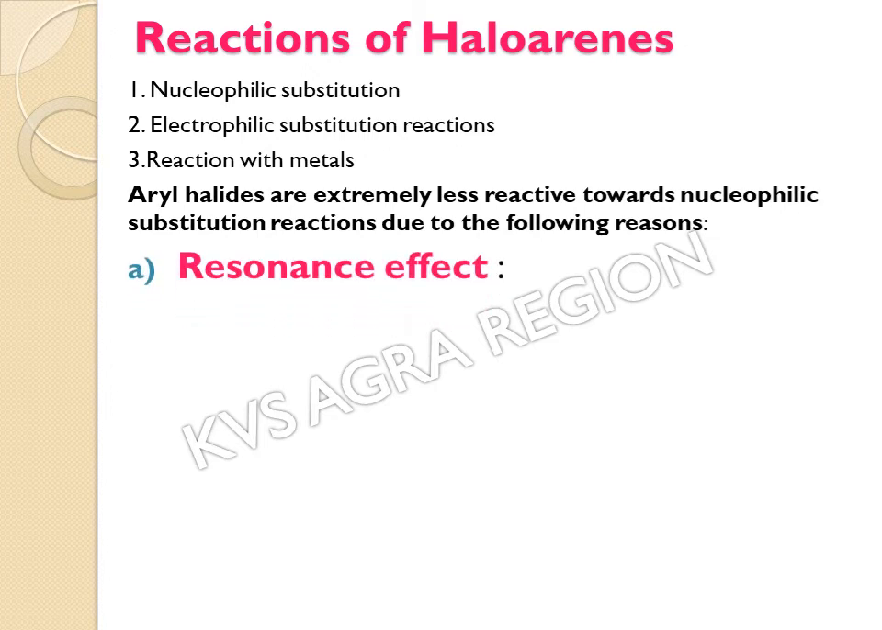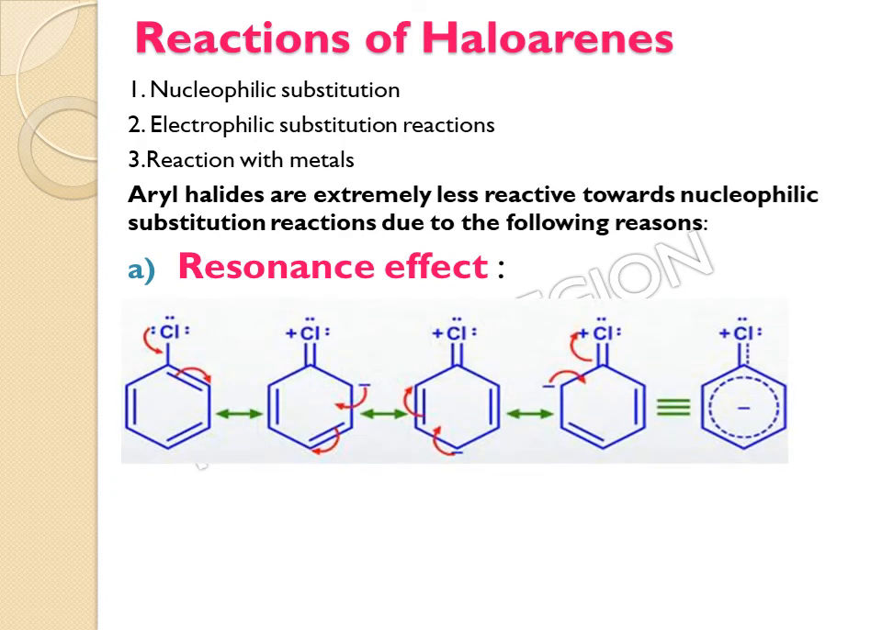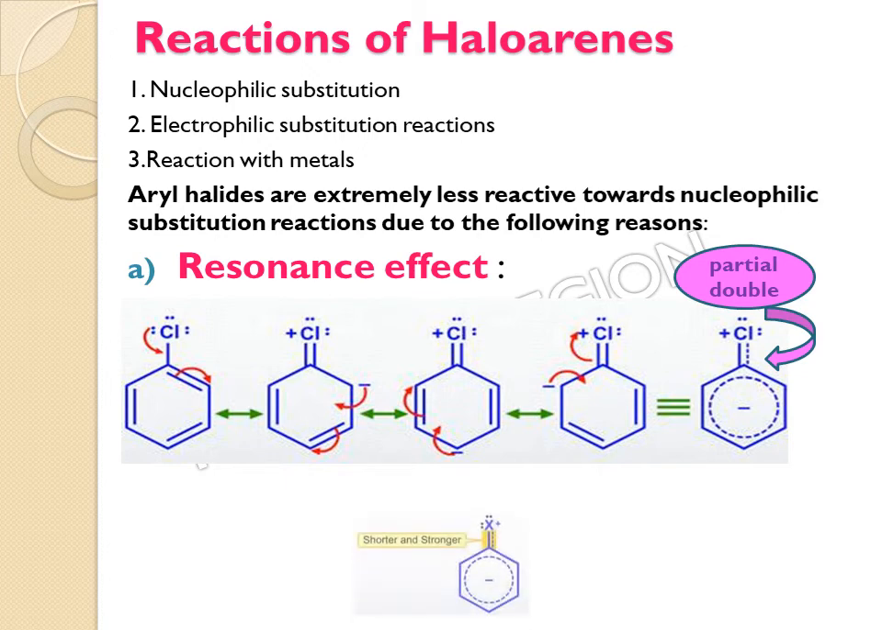First one is resonance effect. Now here we can see the various resonating structures of chlorobenzene. Because of resonating structures, or resonance, there is development of a partial double bond between Cl and the carbon of the benzene ring. As a result, the bond becomes shorter and stronger, and hence it is difficult to break, so they are less reactive towards nucleophilic substitution reaction.